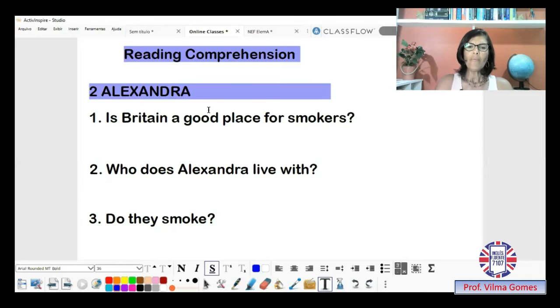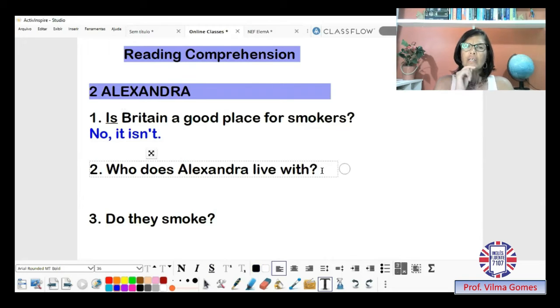Yeah. Muito bem. Is Britain a good place for smokers? Yes or no question. This time with the verb to be. Né? Uma pergunta de yes or no, desta vez com o verbo to be. Mas ainda no presente simples. Então vamos lá. Is Britain a good place for smokers? Yes or no? No. No, it isn't. Yeah? No, it isn't.